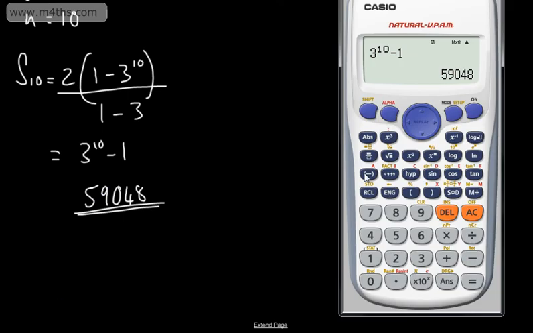If you wanted to do it on a calculator, all we're going to have then is 2, and we've got now 1 minus 3 to the power of 10, and that is going to be divided now by 1 minus the 3, and that gives us that value right here. In the same way, you could have done 2 lots of 3 to the 10 minus 1 over 3 minus 1. Same value.